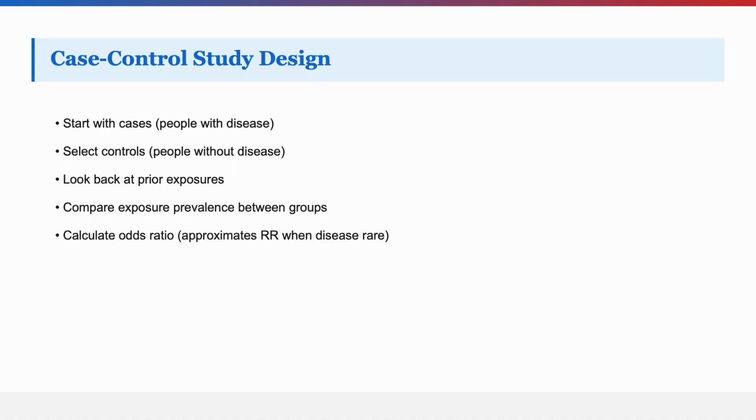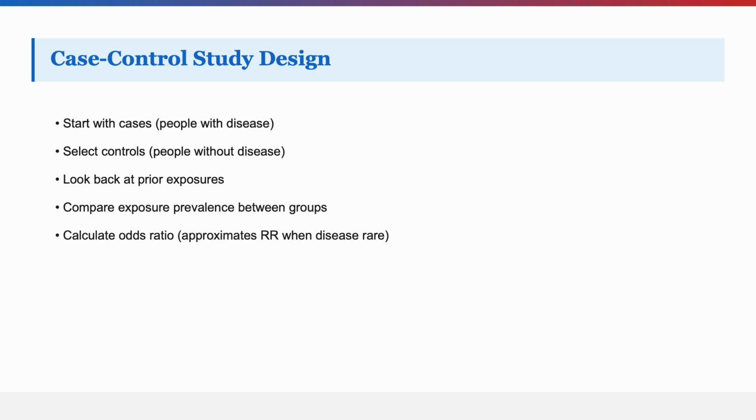Let me walk you through case control design step by step. You start by identifying cases, people who have developed the disease of interest. These might come from a hospital, a registry, or a defined population. Case definition must be clear and consistently applied. Then you select controls, people who don't have the disease but come from the same population that gave rise to the cases. Control selection is critical and often the most challenging aspect of case control design.